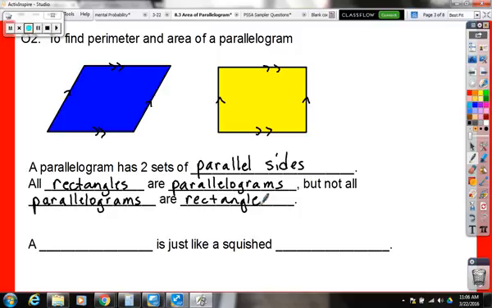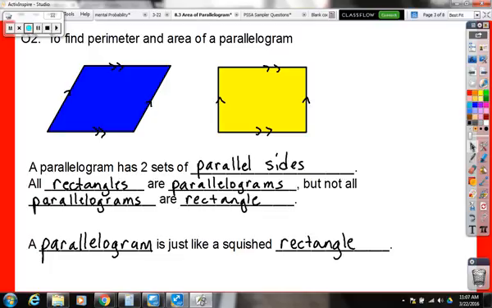So I wrote down here a parallelogram. I get to spell it one more time. Parallelogram is just like a squished rectangle. So it's like we took the rectangle and we just kind of sat on it and it wasn't very sturdy, so it just kind of slanted off to one side. It's like a squished rectangle.